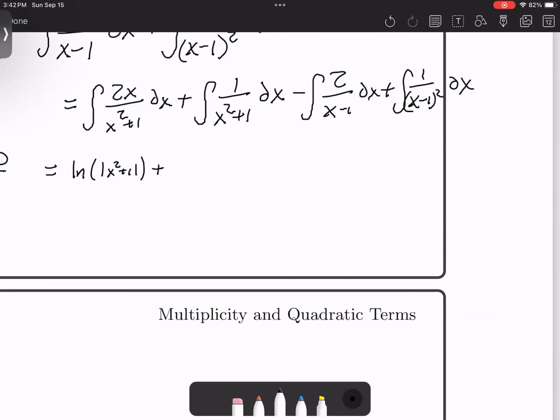Now our second integral is a trigonometric substitution, that's tangent. Our third integral is just a trivial u substitution. It anti-differentiates as a natural log absolute value x minus 1. And we have another trivial u substitution in our fourth integral. This will anti-differentiate as a minus 1 over x minus 1.